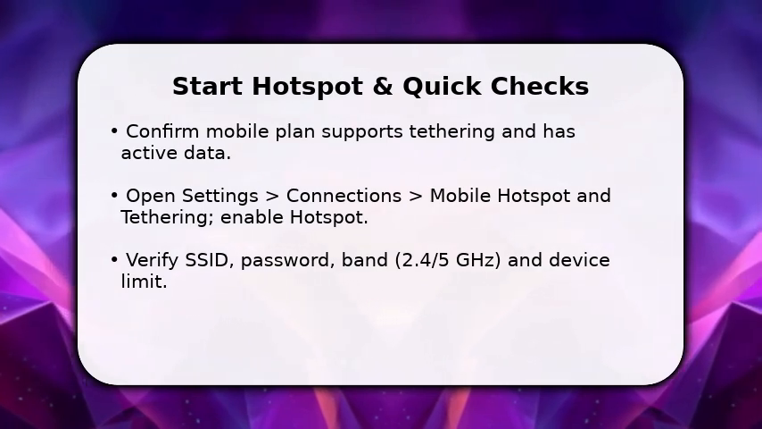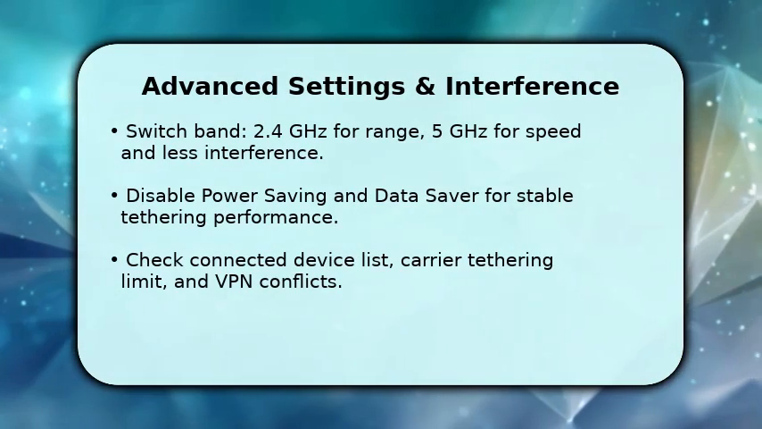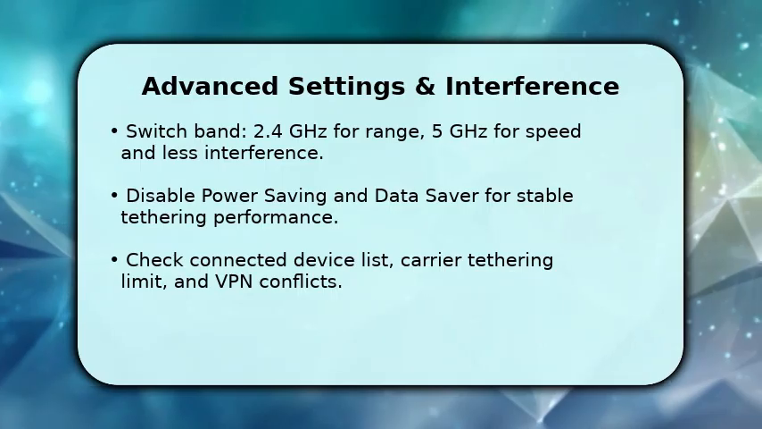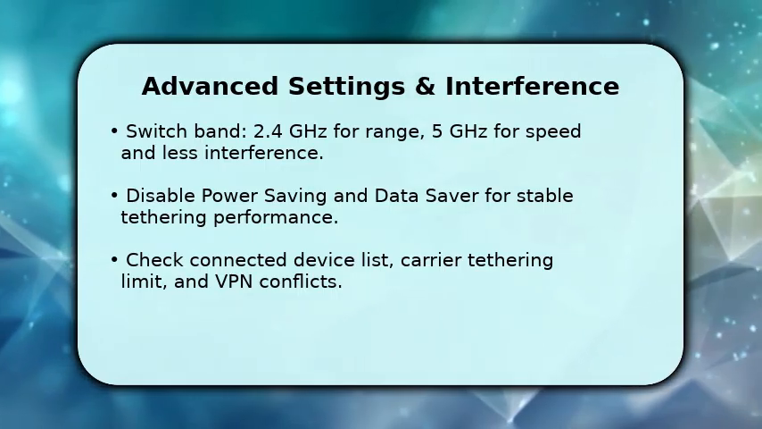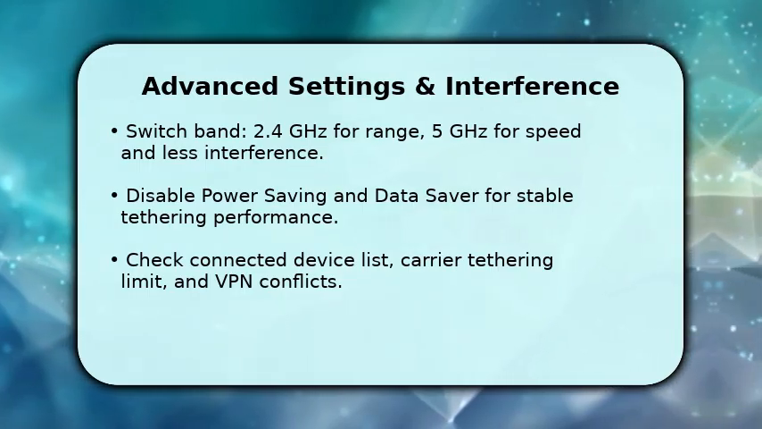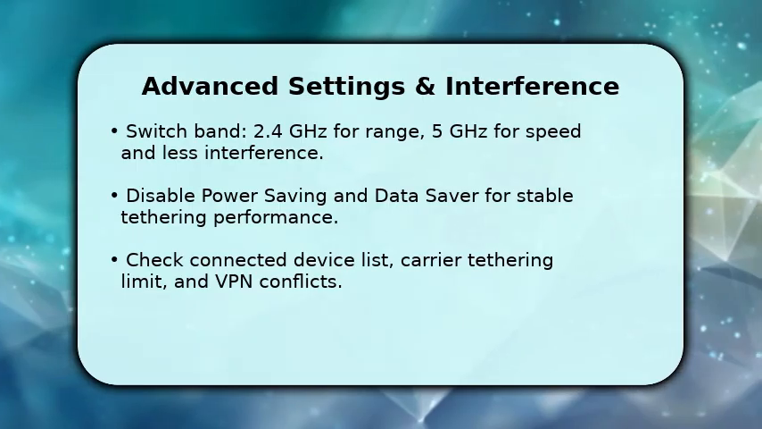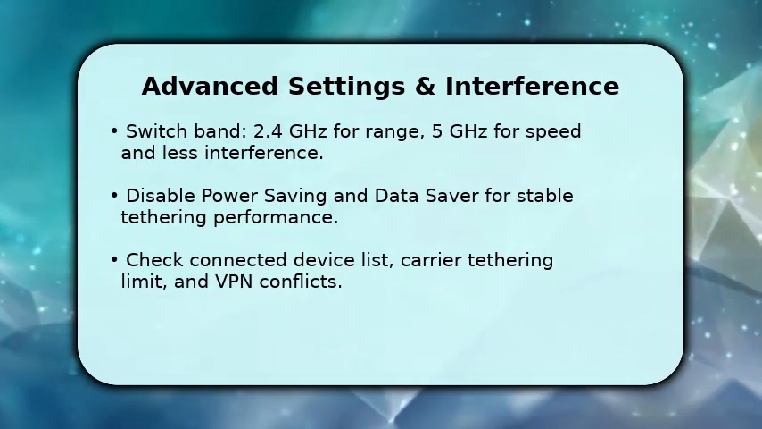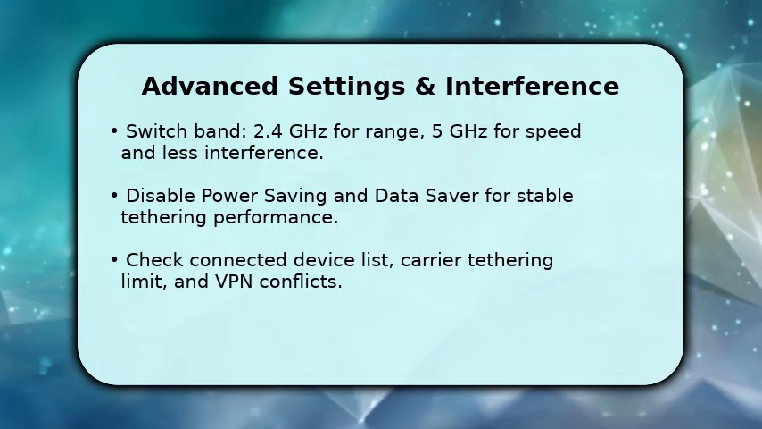You now dig into detailed settings. Switch the hotspot band, use 2.4 GHz for range or 5 GHz for better throughput and less interference, because many devices prefer one over the other. Make sure power saving and data saver are off so Android won't suspend connections. These can silently drop clients.